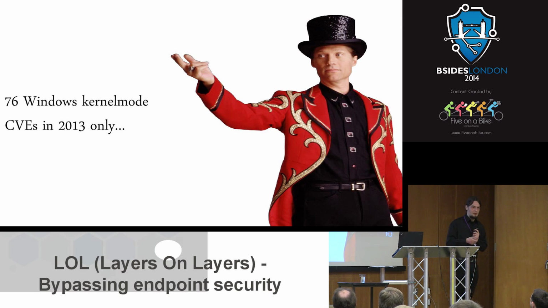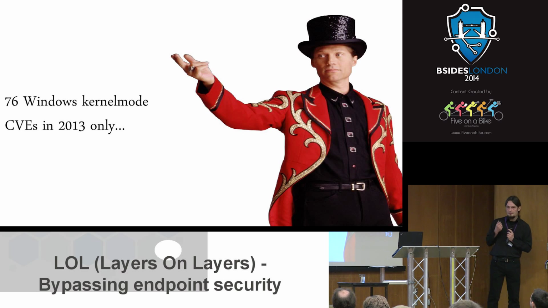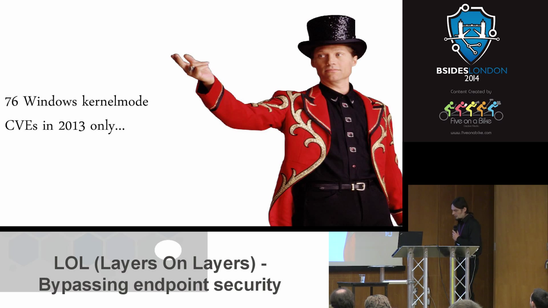Unfortunately, the reality is a bit different. In 2013 only, there were 76 CVE identifiers allocated for Windows kernel vulnerabilities. So yes, it is a big problem. And if you look at events like Pwn2Own, CanSecWest, or HP ZDI, that's really what's happening now.